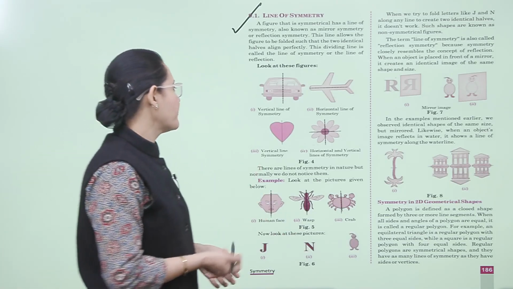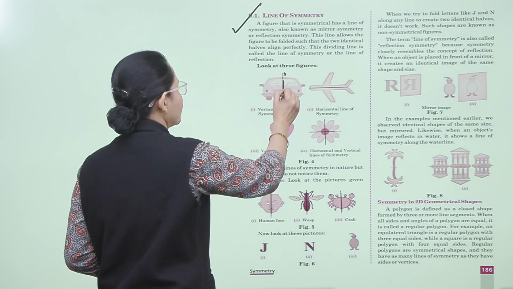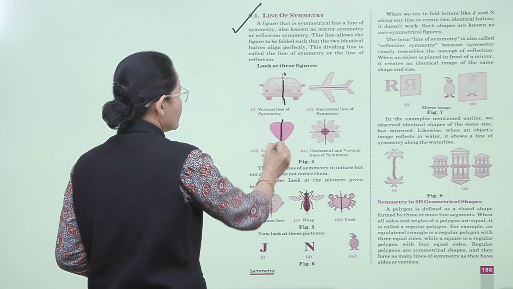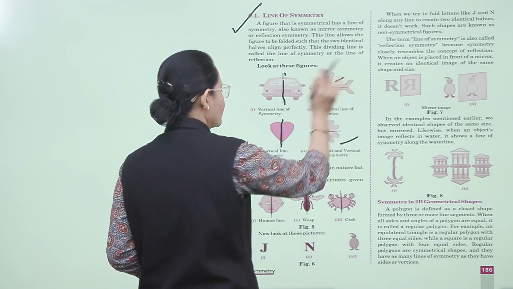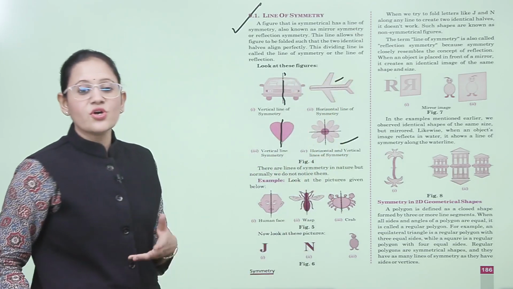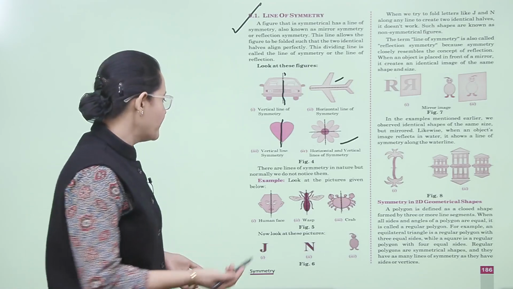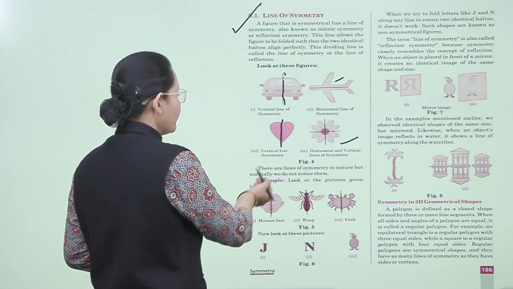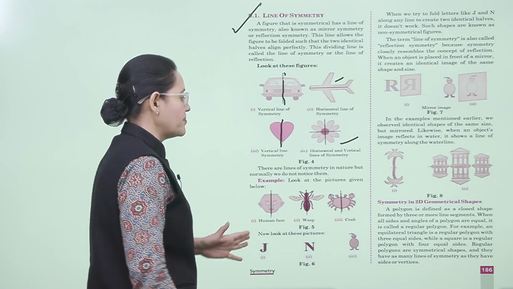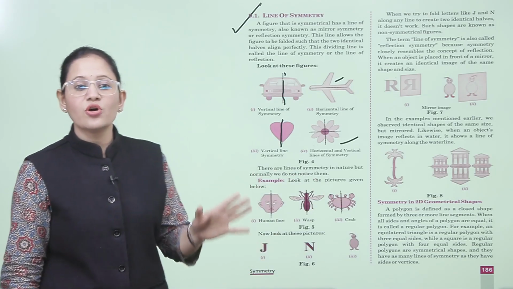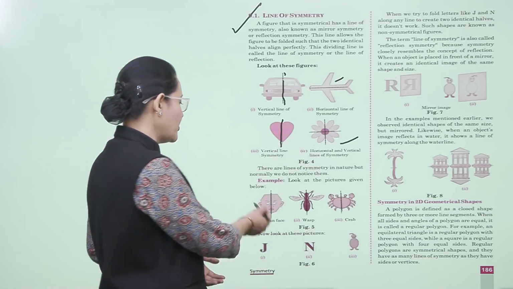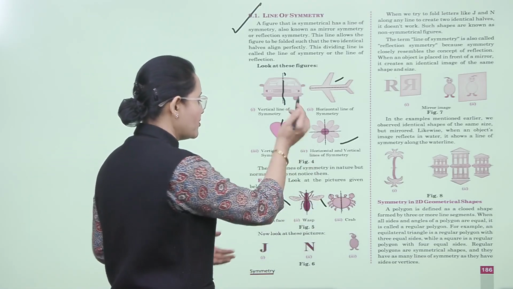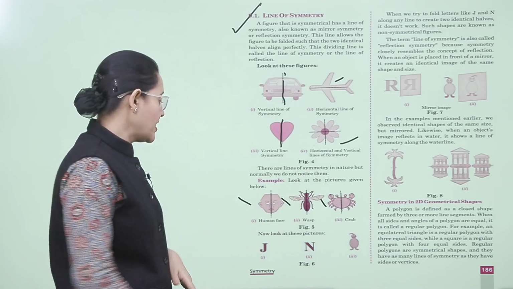Look at this figure. This has a vertical line of symmetry. Here you can see also vertical. It has both horizontal and vertical. This is a horizontal line of symmetry. So here you can see the symmetry. There are lines of symmetry in nature, but normally we do not notice them. So you can see symmetry in nature also. Human face, wasp, crab, you can see the line of symmetry.